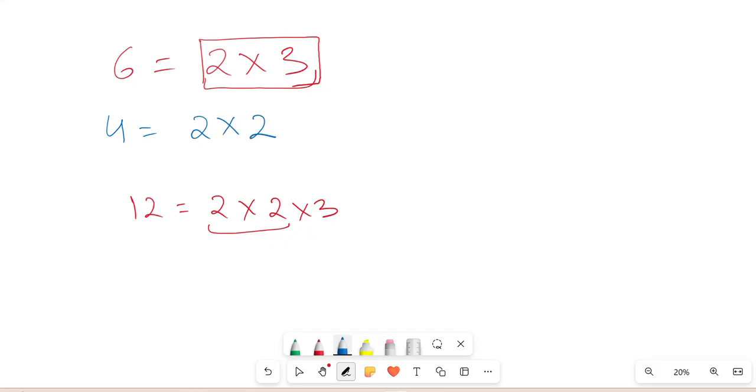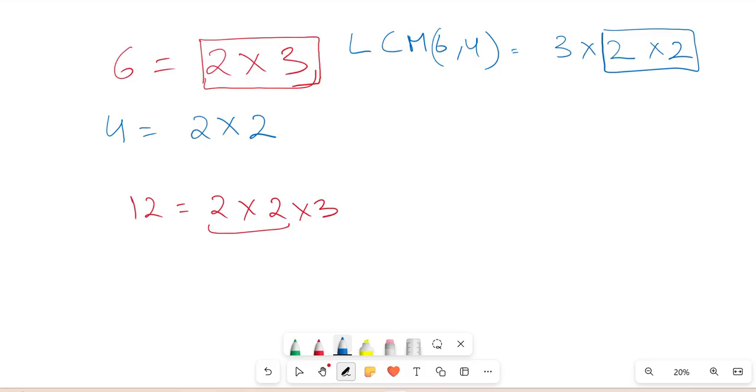If I have to find the LCM of 6 and 4, I want the factors of 6 and 4 both present there, but it should be the smallest number at the same time. So what I will do is write the common prime factor only once, like 3 into 2 into 2. 2 into 2 is the prime factorization of 4, so it will be divisible by 4. 3 into 2, which is same as 2 into 3, is the prime factorization of 6, so it will be divisible by 6 also. So LCM is nothing but 12 only.